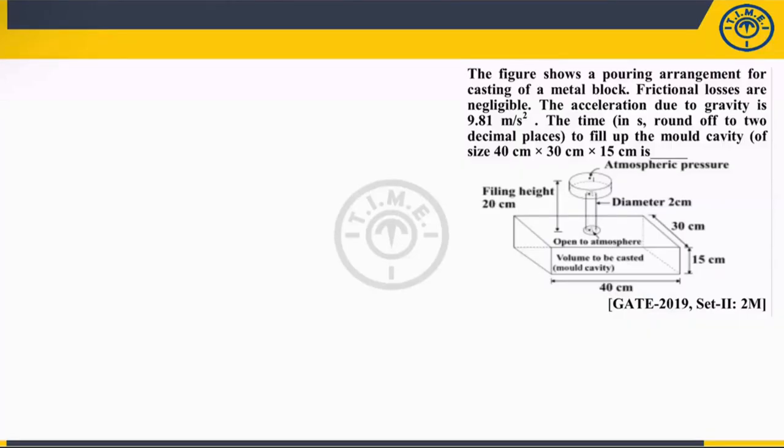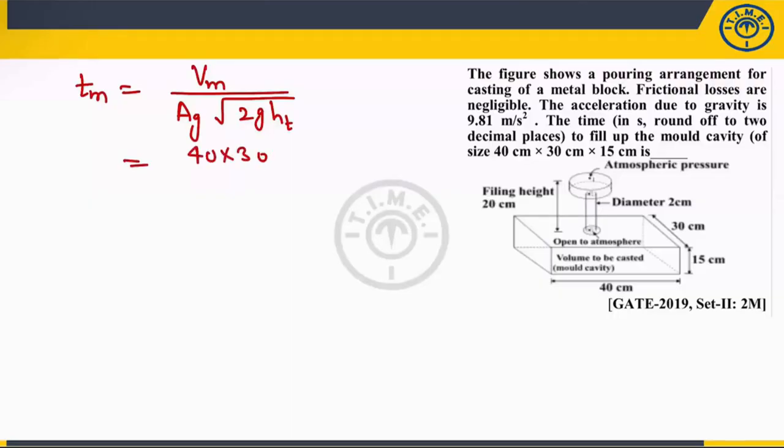Yes, very good, Roshan. 28.92. Very simple. The mold filling time you already know: volume of mold, Ag by root of 2 into gh. Volume of mold is 40 into 30 into 15, all in centimeter. Many of you will make mistakes with the unit. They have clearly mentioned all are in centimeter. Try to convert. You can convert into meter also, but all the dimensions should be in meter.